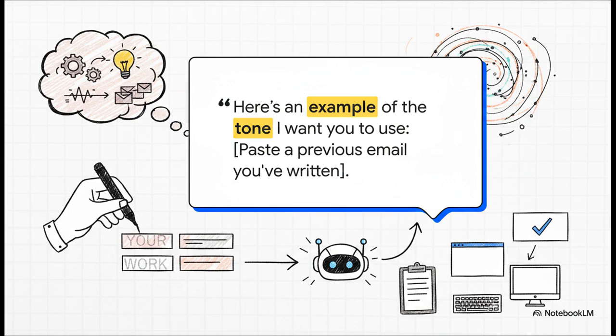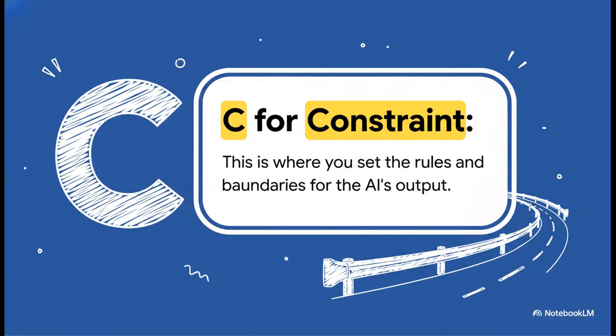And it's so easy to do. You can literally copy and paste a sample of your own work right into the prompt. The second you do this, the AI stops guessing and starts actively mimicking the style that you've already told it is perfect. And that brings us to the final letter, C, for constraint.